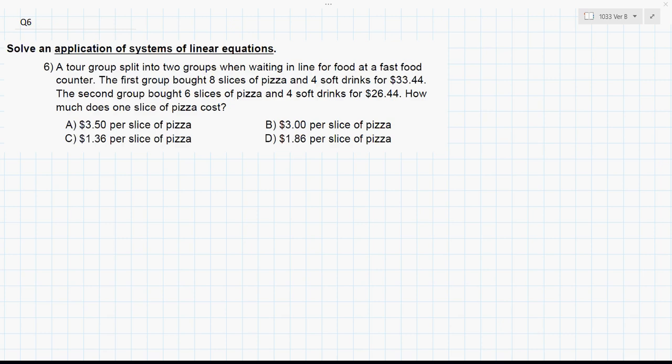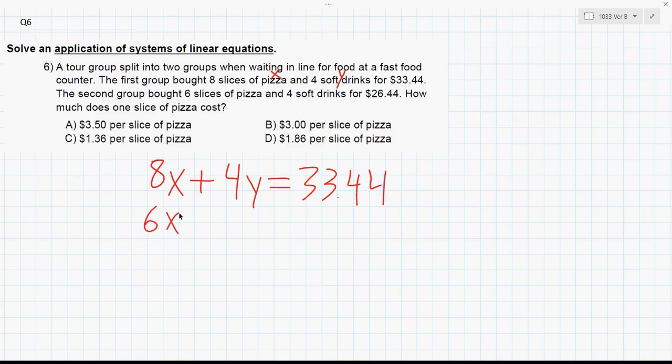Well, let's write this out as a system of linear equations. We've got 8x, and we're going to say pizza is x, and soft drinks are going to be our y value, plus 4y equals 33.44, and then we're going to have 6x plus 4y equals 26.44.